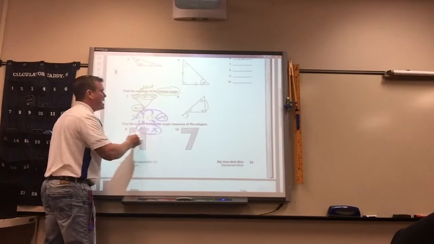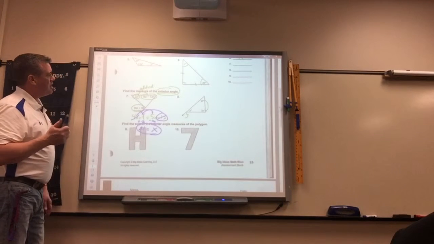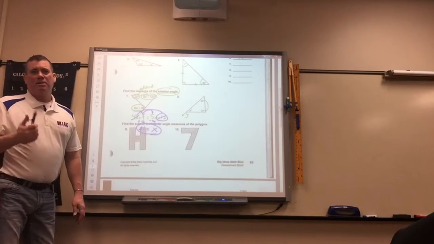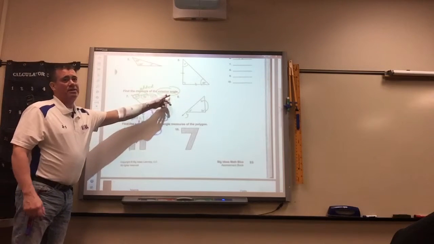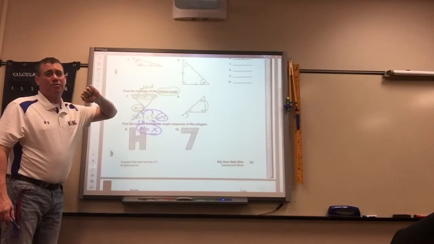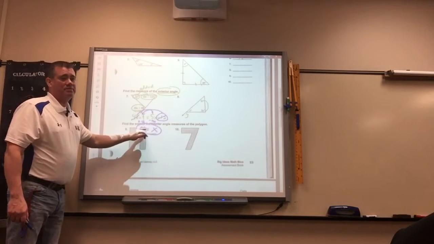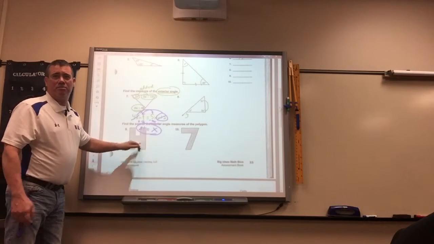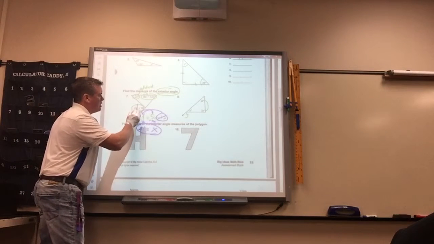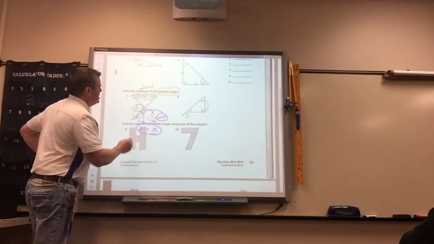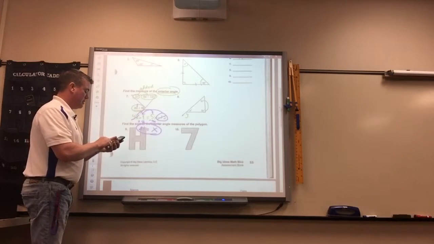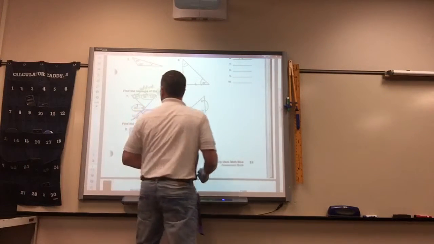So 21 is x. Now make sure on the test, they may just ask you to find x. They may tell you to find the exterior angle. So make sure you know what they're looking for. If it's just x, you're done. If it's the exterior angle, everyone know what you got to do? Put 21 in for the x. So 4 times 21 plus 9 is 93.